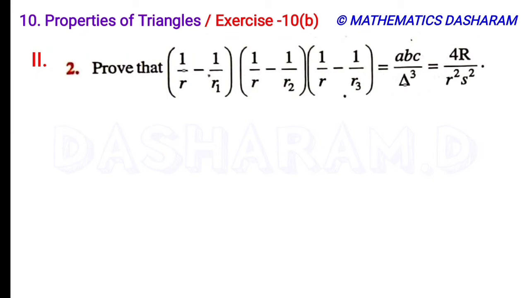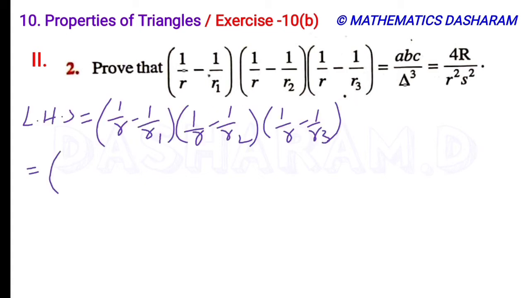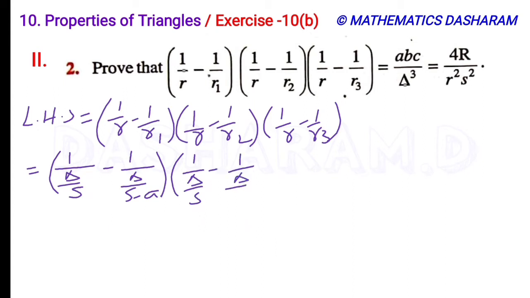Second problem, prove that 1 by R minus 1 by R1 into 1 by R minus 1 by R2 into 1 by R minus 1 by R3 equals to ABC divided by delta cube. It is equals to 4R divided by R square into S square. Let's take the LHS. In this 1 by R formula is delta divided by S, 1 by R1 is delta divided by S minus A, 1 by R2 is delta divided by S minus B, 1 by R3 is delta divided by S minus C.